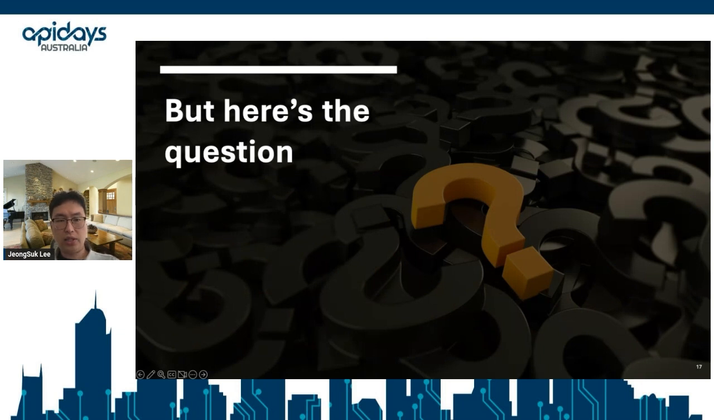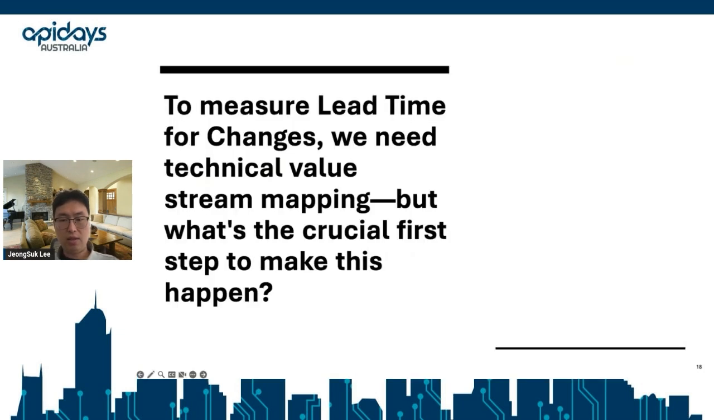But here is another question. To measure lead time for changes, we need technical value stream mapping. But what's the crucial first step to make this happen? As I mentioned earlier, it is not easy to measure lead time for changes, unlike a list of other factors. I'd like to talk about where the starting point of lead time for changes is and how to improve it with OpenAI.